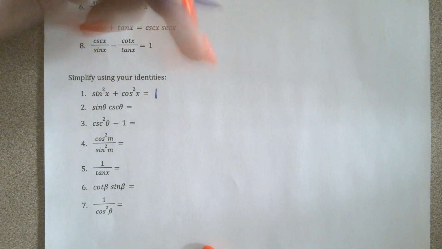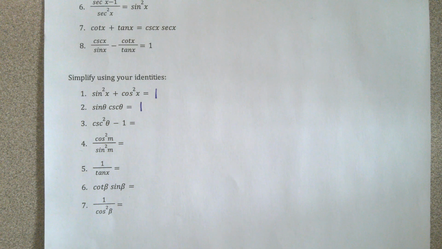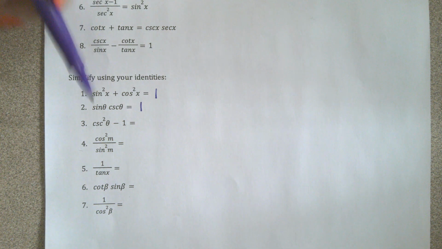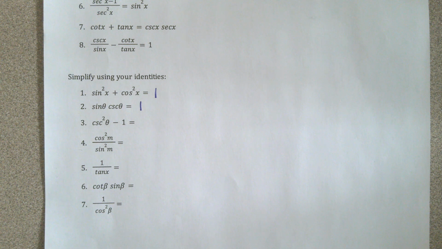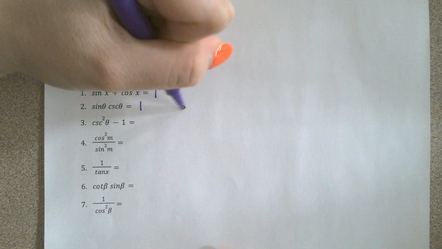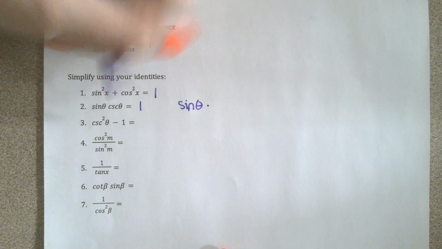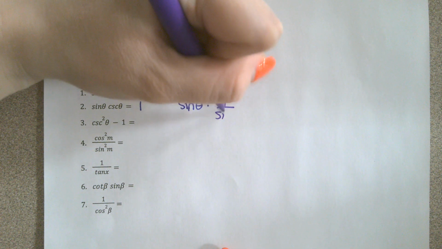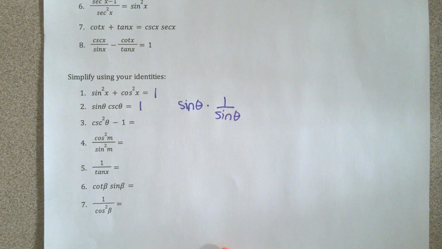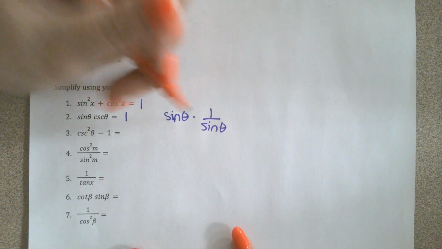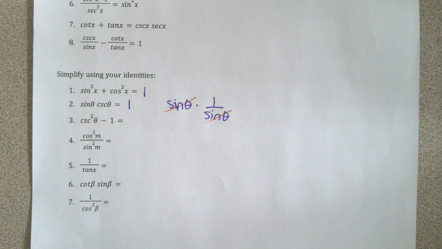Sine times cosecant, you should recognize those. They are reciprocals, so they do equal 1. If you're not at this stage yet, remember, you can break this down and write sine of theta times cosecant theta is 1 over sine theta. And then notice, oh, they cancel. That's 1. Do that if you have to.